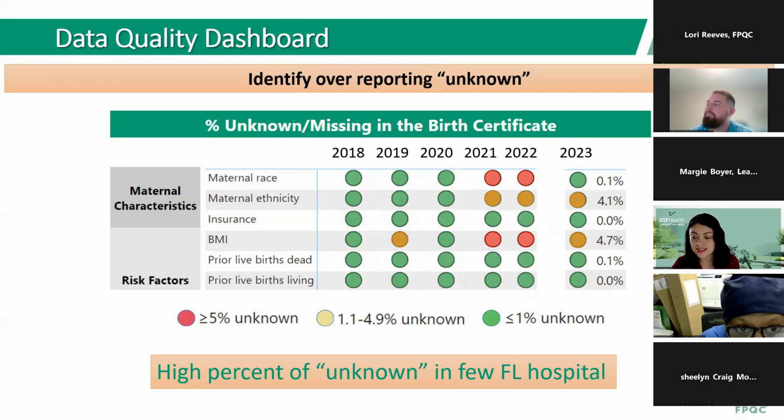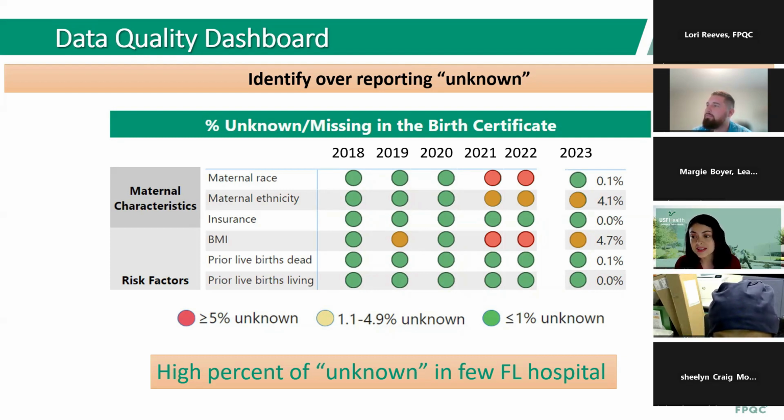So in the data quality dashboard, you're going to have two graphs that are incredibly useful. The first one is the percent of unknowns. So here we know that certain patients may not have that information available, but when we see more than 5%, that's a problem. We had this hospital that in 2021, 2022, about 7 to 8% of their patients were marked as unknown for maternal race. But that was quickly corrected in 2023.